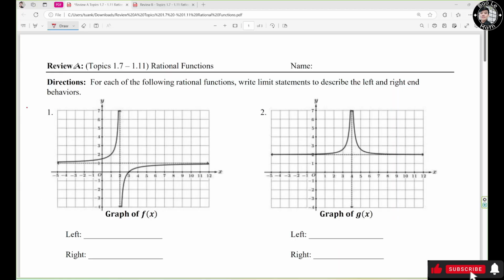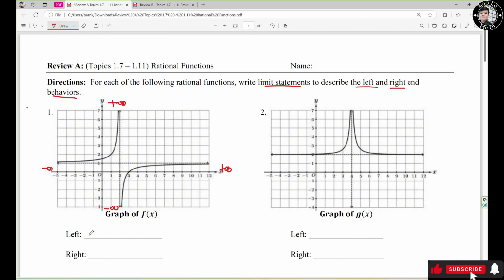Alright, directions. For each of the following rational functions, write the limit statements to describe the left and right end behaviors. Alright, so on the x and y coordinate, you always put the positive infinity right here, negative infinity right here, positive infinity and negative infinity.